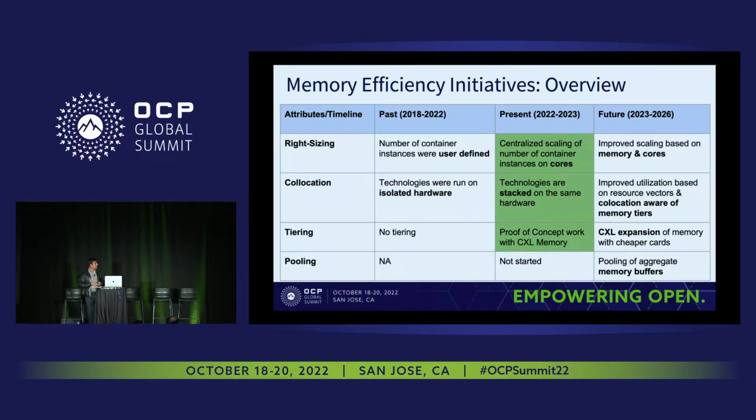So this is an overview of the memory efficiency initiatives that we have, and along the first column, the attributes that we have summarized in terms of past, present, and what we're going to do in future. I'll walk through each one of these in detail in the coming slides.